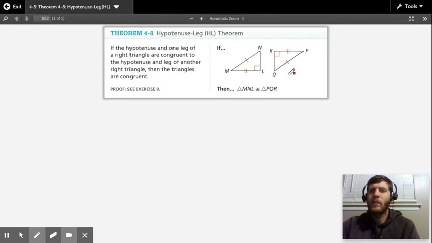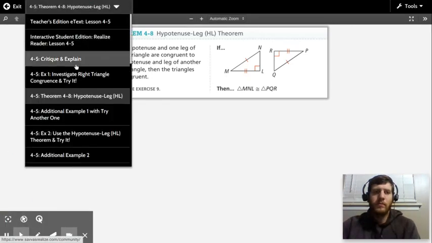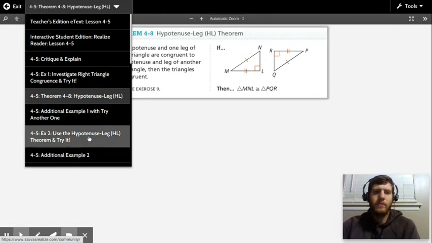in the second one. So again, 3 criteria you have to meet. You have to have right triangles, hypotenuses have to be congruent, and one pair of legs. Okay, let's look at example 3 then, or example 2, I'm sorry.